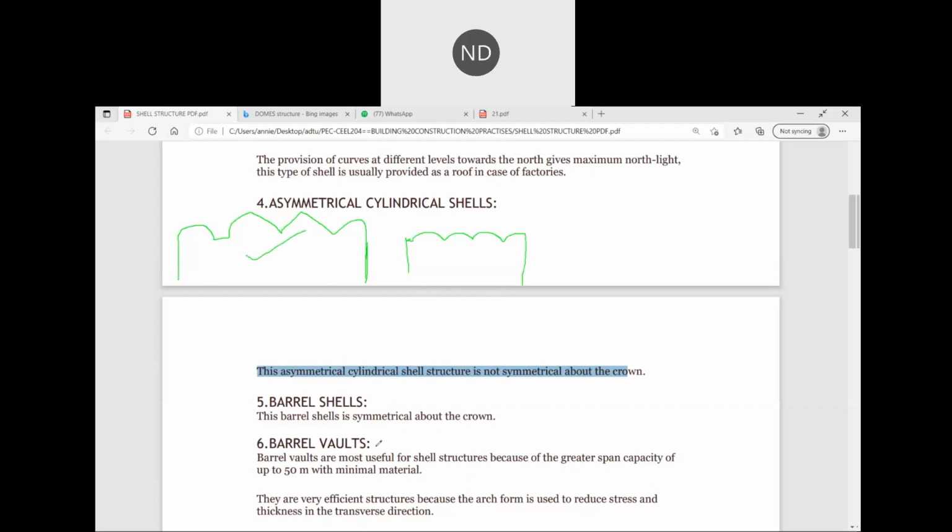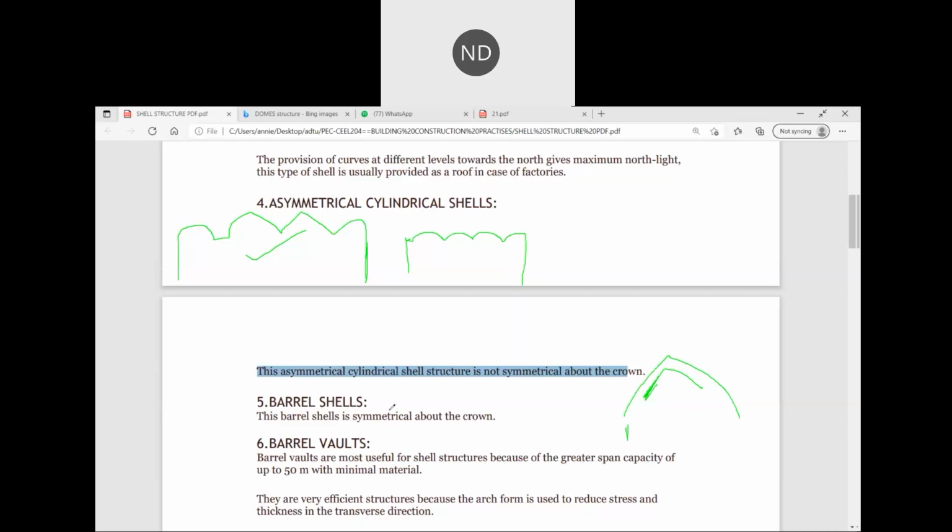Okay, barrel shells: this barrel shell is symmetrical about the crown. Also these barrel walls are the same, where you will have walls, which is nothing but the crown, when you have these crowns over columns. So these inside parts are known as your walls. Barrel walls are most useful.